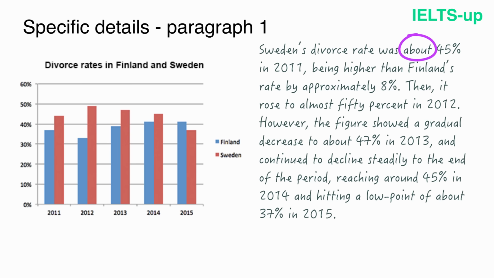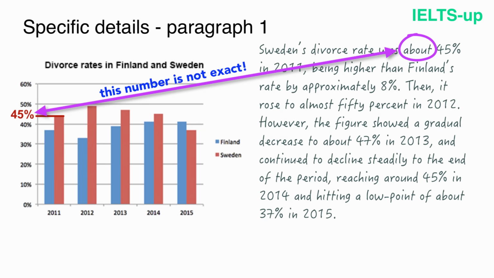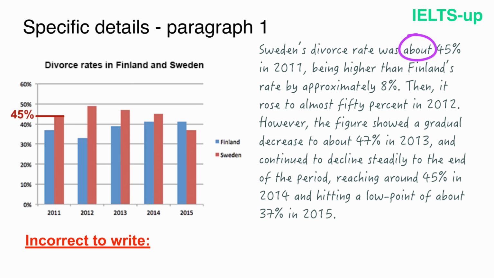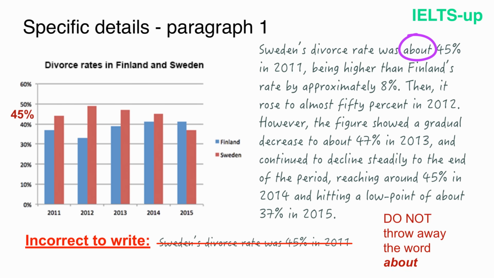Look at the bar chart. We can see that Sweden's divorce rate was somewhere between 40% and 50%. But since the rate falls between the lines, we cannot see the exact number. So I picked 45% and used the word "about" to indicate that this number is not exact. It would be incorrect to write "Sweden's divorce rate was 45% in 2011," so do not throw away the word "about."